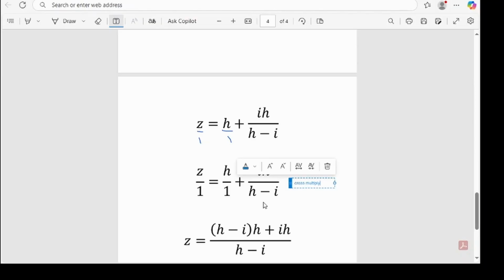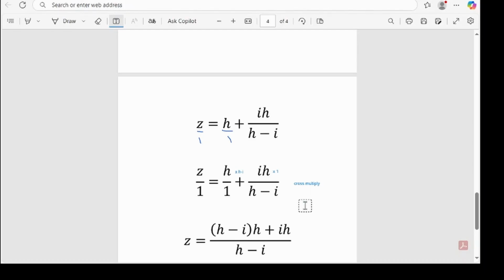Multiply. Okay, so now H minus I multiplying H here, so H minus I here, then 1 multiplying IH, okay, then 1 multiplying H minus I, okay, and that will give you the LCM, which is the H minus I.